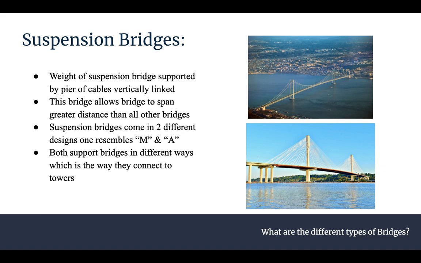The weight of the suspension bridge is supported by pier cables vertically linked. This design allows the bridge to span a greater distance than all the other bridges. Suspension bridges come in two different designs, one which resembles the letter M, and the other resembles the letter A. Both support bridges in different ways, which is the way they connect to the towers, as you see here. They are connected to the tower in different ways.